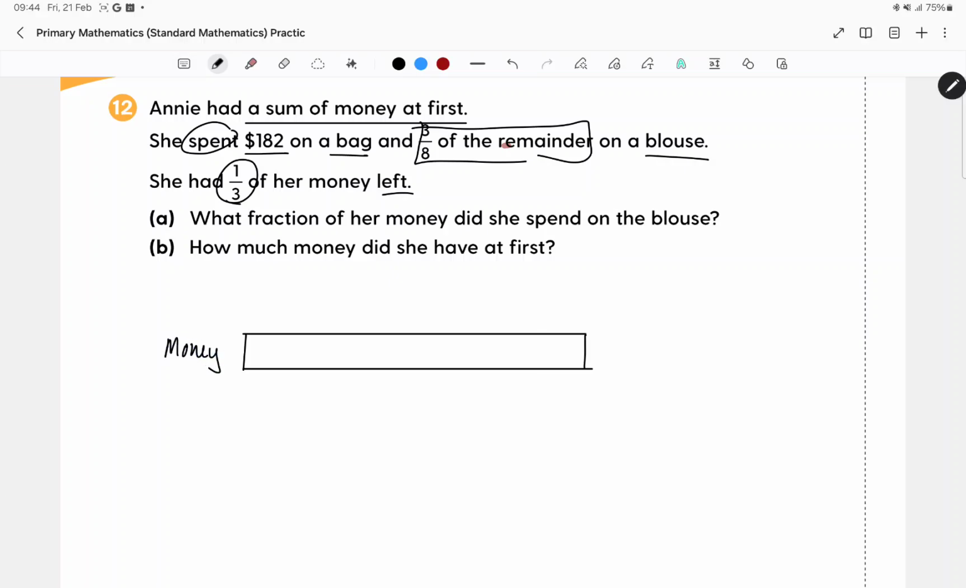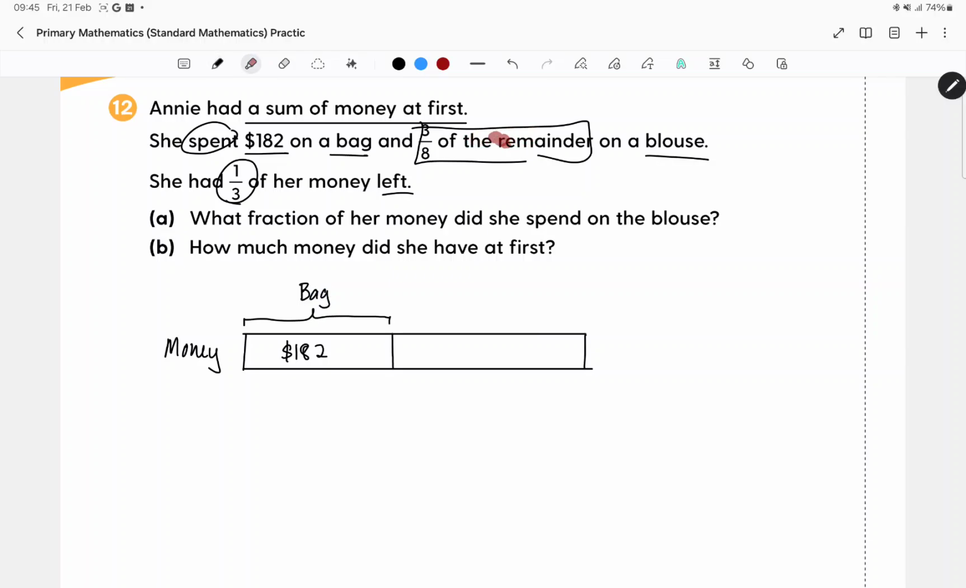So what did she do with the money? First, she spent $182 on a bag. Let's identify 182 by cutting a portion. Make sure you don't mistake it for half and stuff like that. It's just a part of the model that you mark out. You put in the 182 and annotate that this is what she spent on the bag.